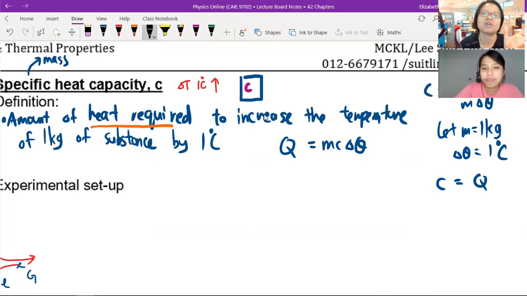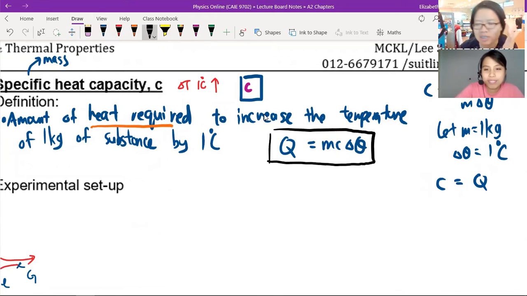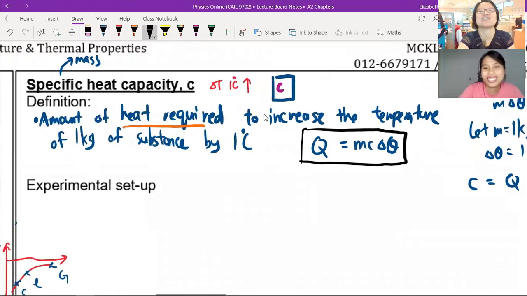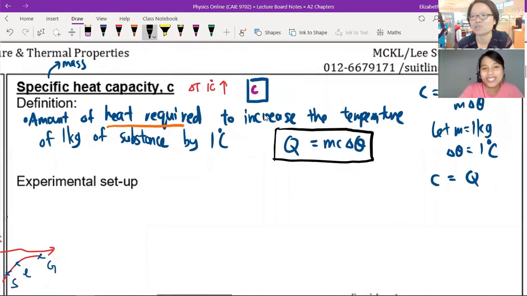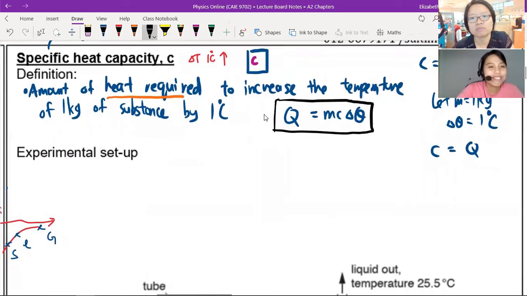And if you intend to do more engineering and more physics, you have to get used to this kind of definition, not just memorize. But of course, we don't like fractions, so we rearrange to the more familiar Q is equal to MC delta theta. The unit for specific heat capacity would be joule per kilogram per degree Celsius. Okay, because the amount of heat, 1 kg by 1 degree Celsius, is the unit for C.